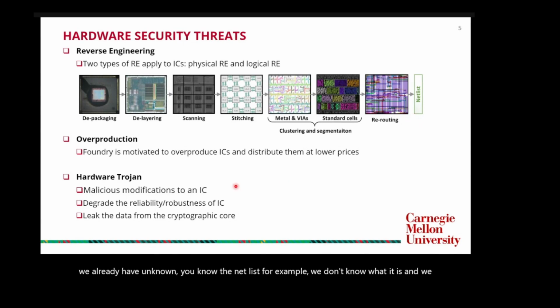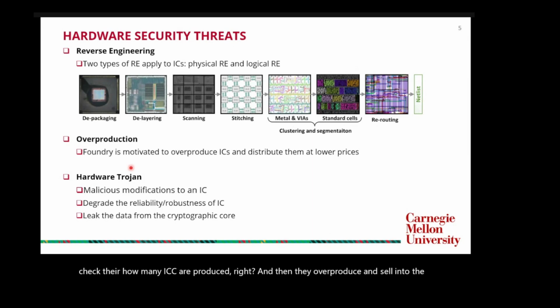Then overproduction, right? Overproduction is that, for example, I am the manufacturer, and I go to TSMC and say, hey, produce 1 billion ICs, right? And then they produce 1.1 billion ICs, right? And then the remaining ones, we have no control. We cannot go there and check how many ICs you have produced, right? And then they overproduce and sell into the gray and black market. So this is the fact with overproduction, and this is also a threat.